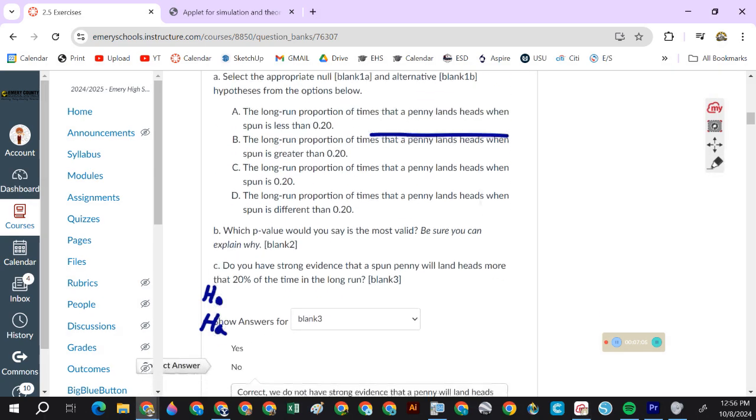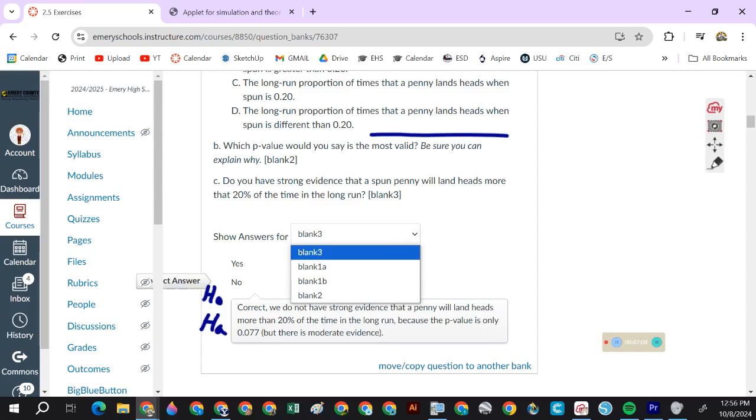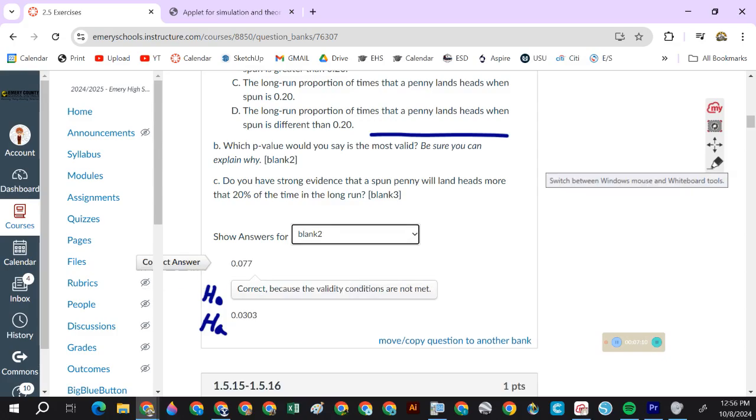What p-value is most valid? That's pretty close to what I got, 0.077. Do we have strong evidence that the penny will land heads more than 20% of the time? No. Do we have evidence? A little bit, right? 7%, that's pretty close to 5. So we're a little bit unsure, but not enough to say yes.